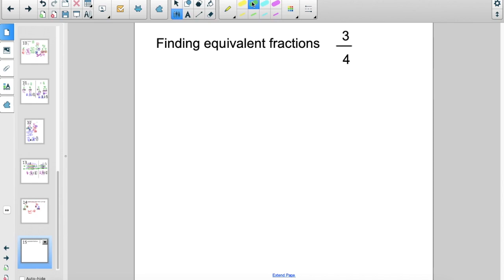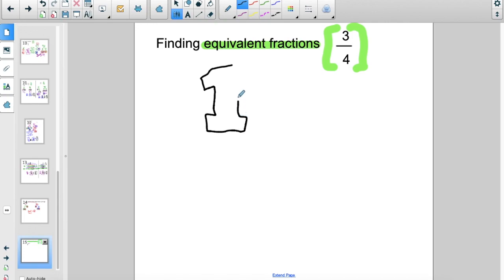Now that we reviewed how to find the greatest common factor, we are going to review how to find equivalent fractions. So over here, I have my starting fraction of 3/4. Now, this week, we learned how to use a giant 1. And we talked about how whenever you multiply anything by 1, it will always equal that original number. So here's my giant 1.